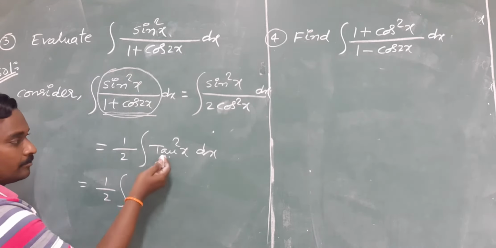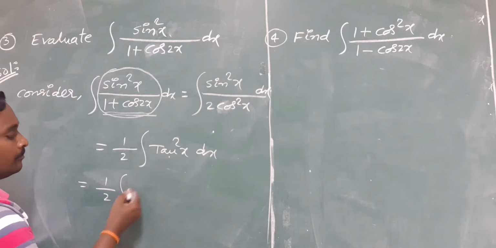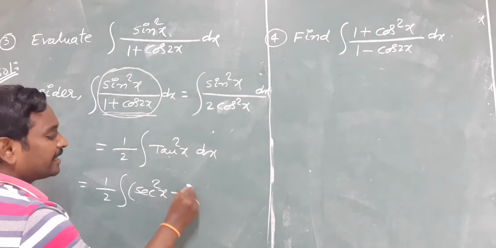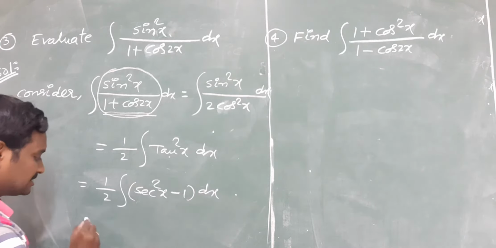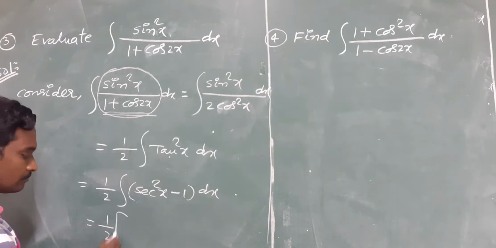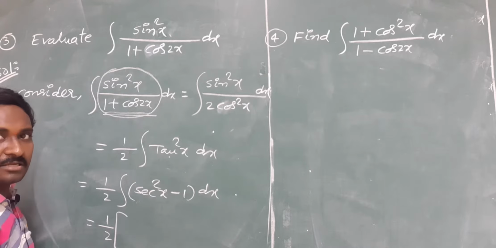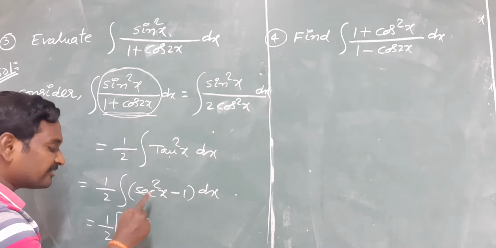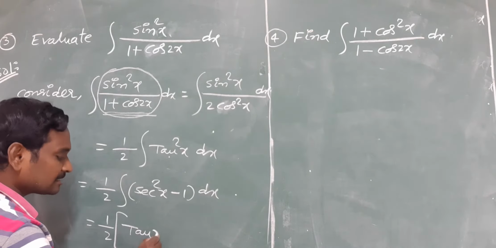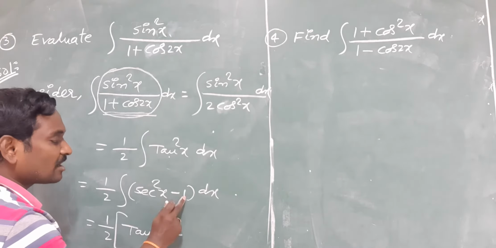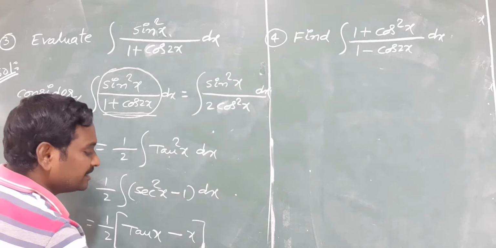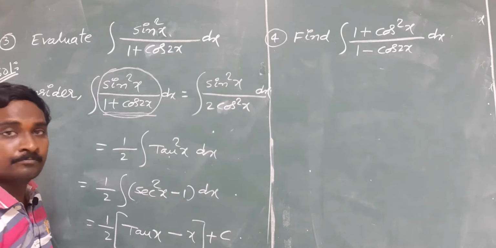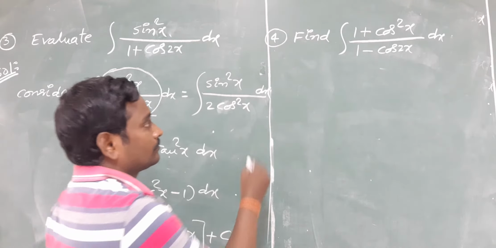So by using the previous second problem, how can we write tan square x? Integral of (secant square x minus 1) dx, that is equal to half into. By separating the terms, what is integral secant square x dx? Integration of secant square x is tan x, minus integration of 1 dx is x. Integration is completed, that's why we add constant c. Okay. Please see the next problem.